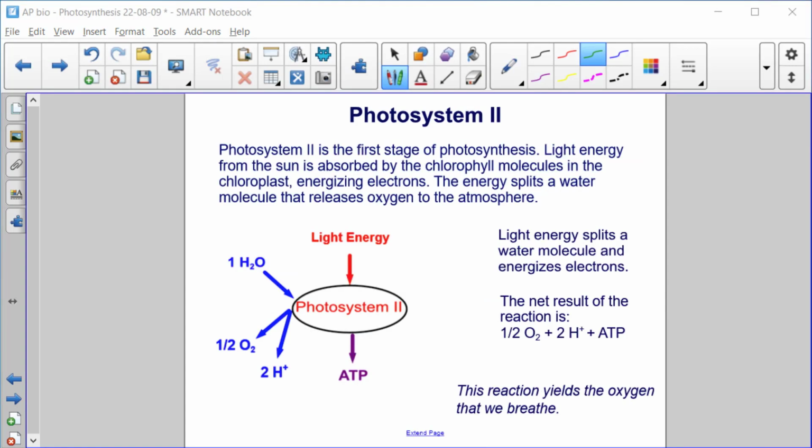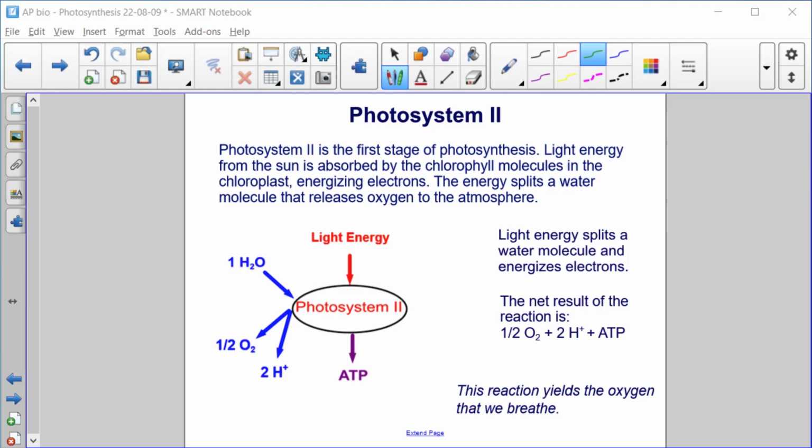Photosystem 2 is the first stage of photosynthesis. Light energy from the sun is absorbed by the chlorophyll molecules in the chloroplast, energizing electrons. You can see that here, light energy to photosystem 2. The energy splits a water molecule that releases oxygen to the atmosphere. So we need water, right? So that's one of our reactants, and we split it, and then we have oxygen and then the hydrogen ions.